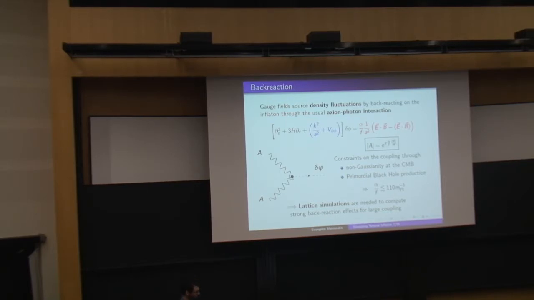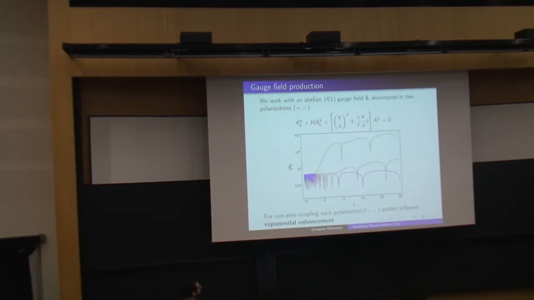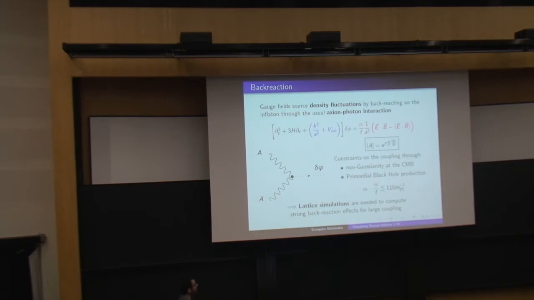And toward the end of inflation, where you can see that the amplification is much bigger, back reaction can seed large fluctuations in the density spectrum, which can lead to black hole formation. So we want to be safe from those effects, so not spoil the CMB and not overproduce black holes. So we safely keep our couplings below the current limit in the literature, which is roughly 110 inverse M Planck.